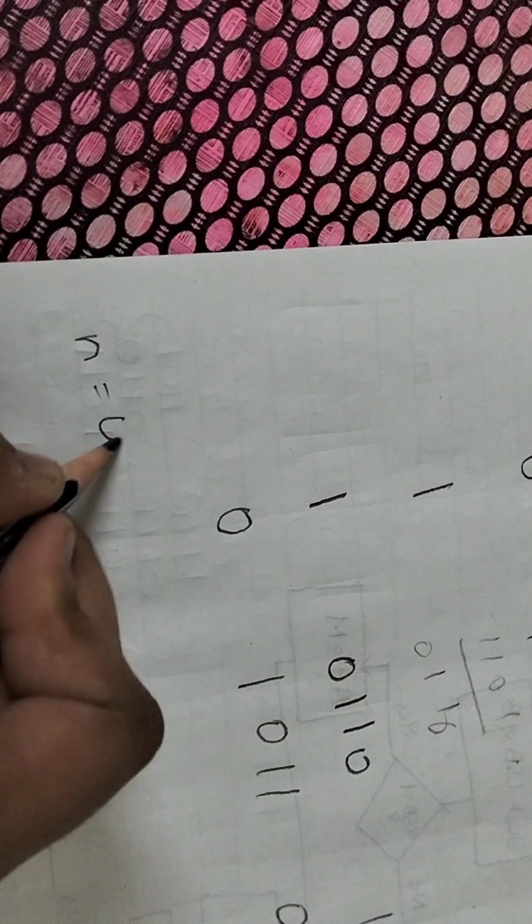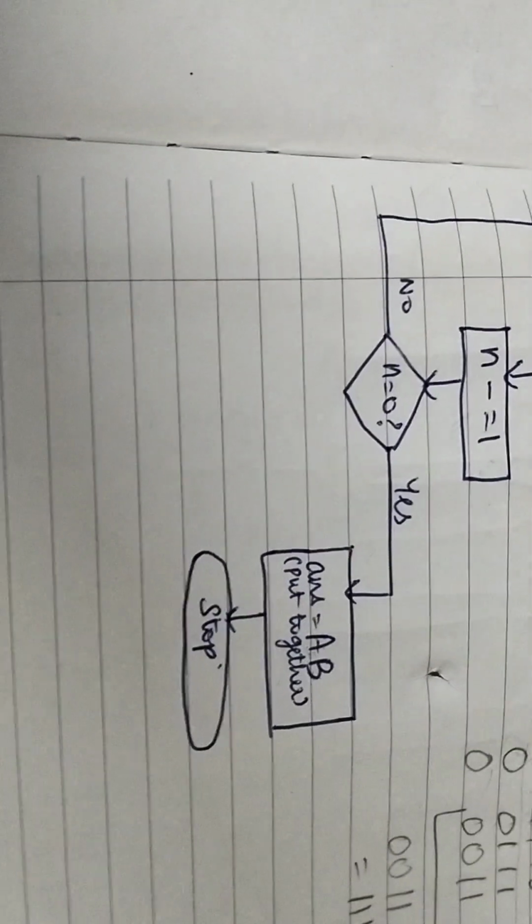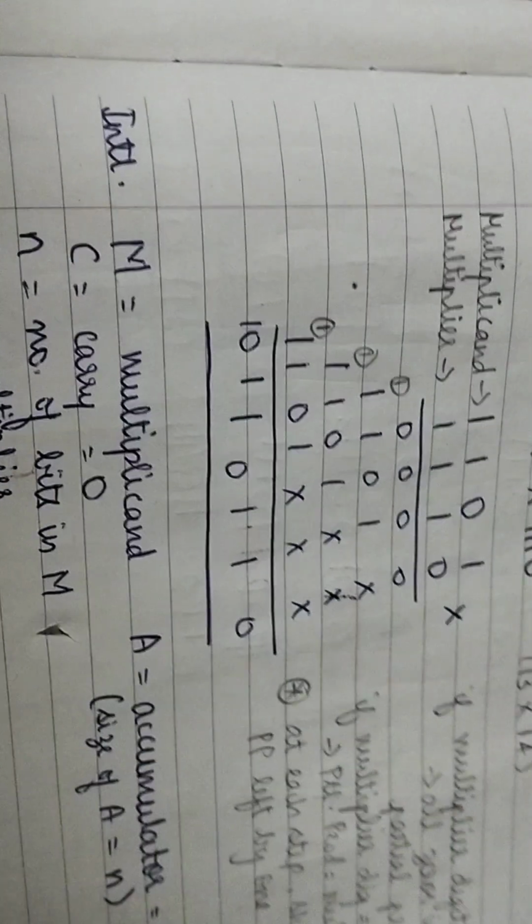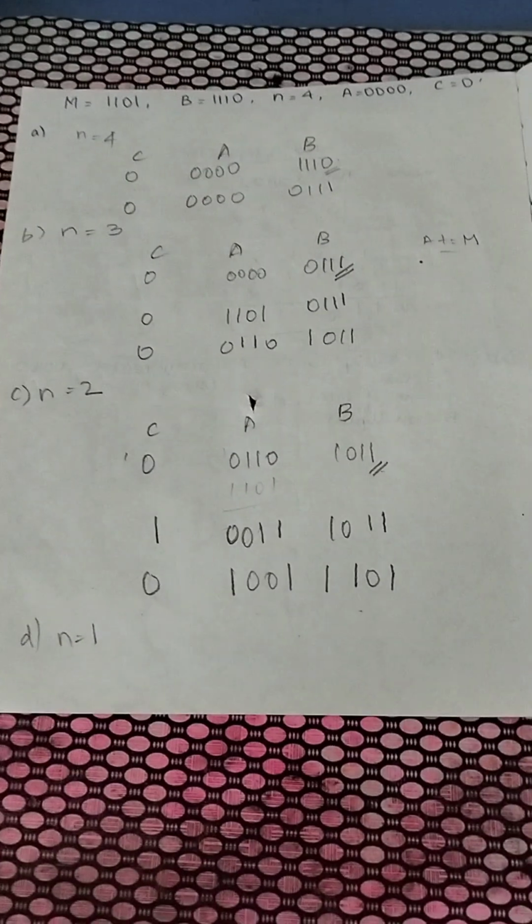Now n becomes 0. So what does the algorithm ask us to do when n equals 0? Stop. The answer is just AB. So let's see what the answer is. So my answer would be 1011 0110. Let's check if this matches the answer we obtained by normal multiplication. 1011 0110. So that is shift and add multiplication for you. Here's the first page, and here is the second, and this is the algorithm.